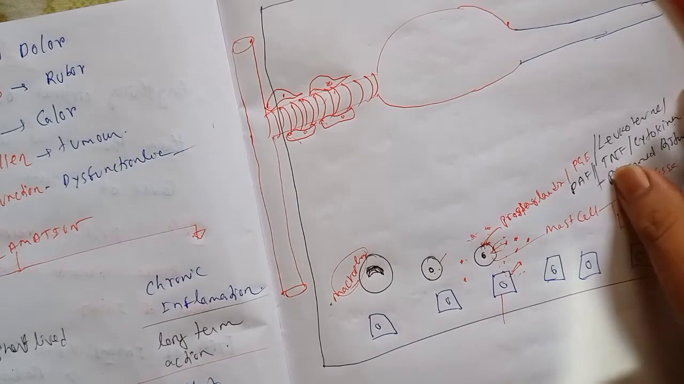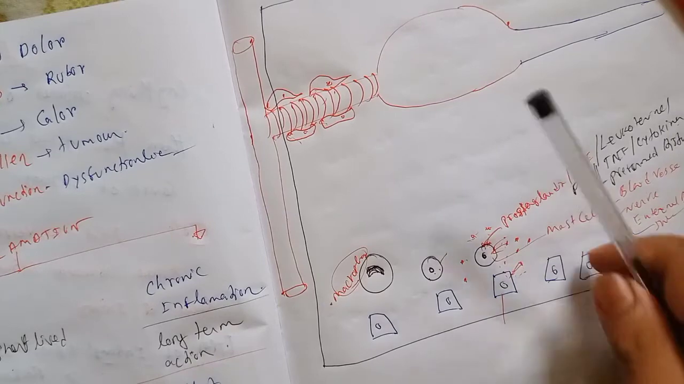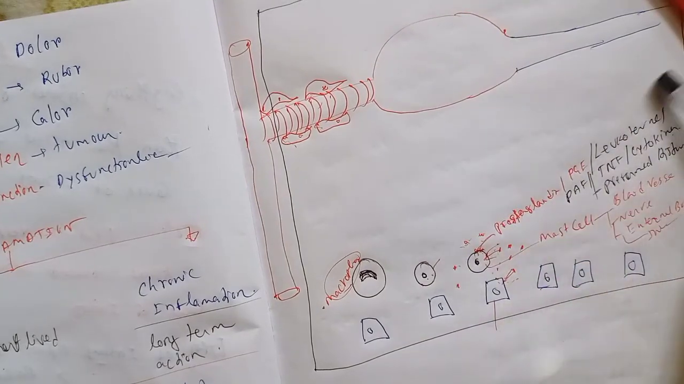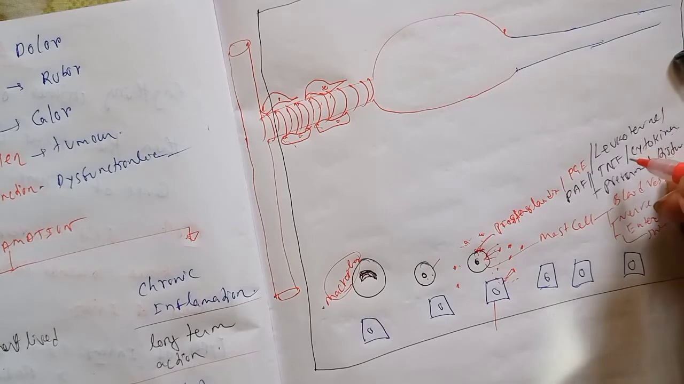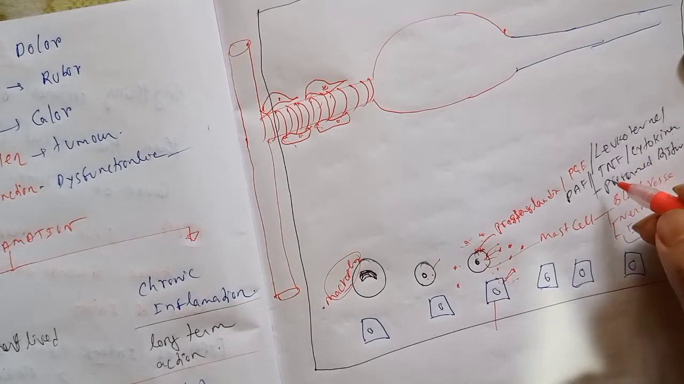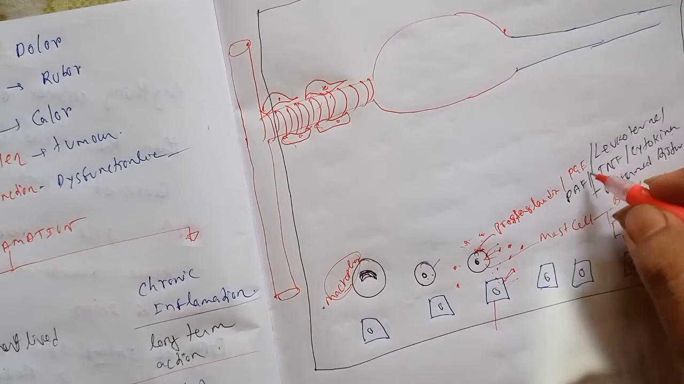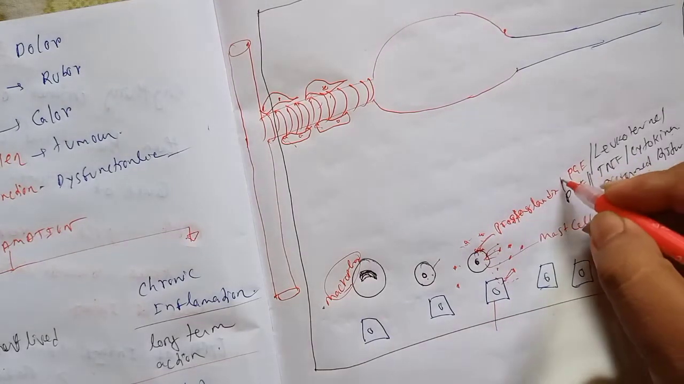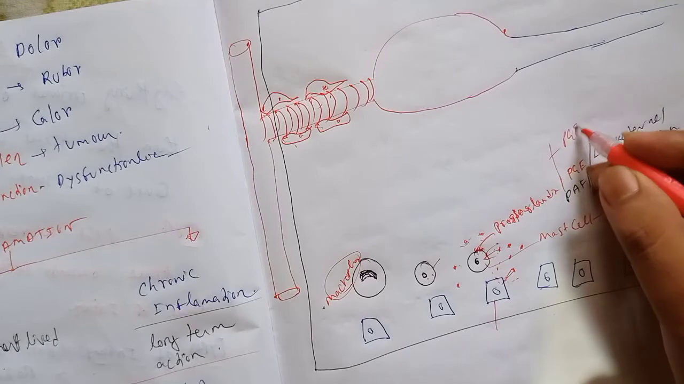Many things are here. Now guys, you have to know what they are doing here. Now first of all, there are many cells. Just see here, one more thing they will produce here, that is PGE2, prostaglandin E2.